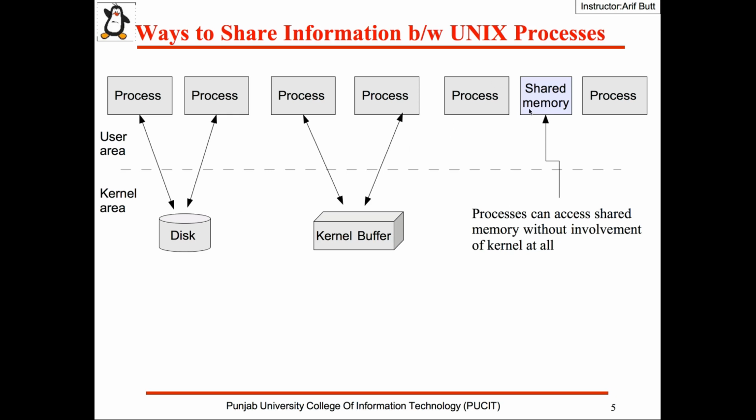The third way, which is the fastest, is the shared memory, in which one process shares some memory region within its address space with the other cooperating process. And of course this is the fastest because there is no mode switch involved in it. Let us see these in detail.